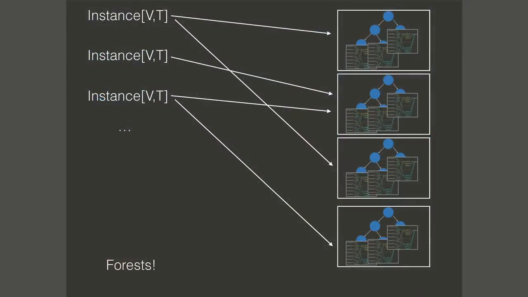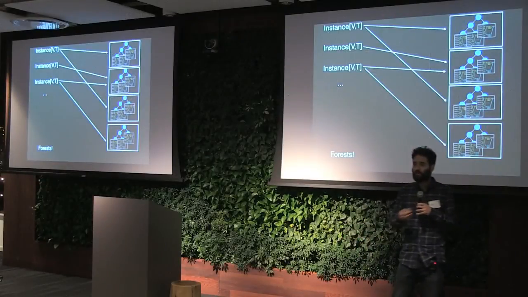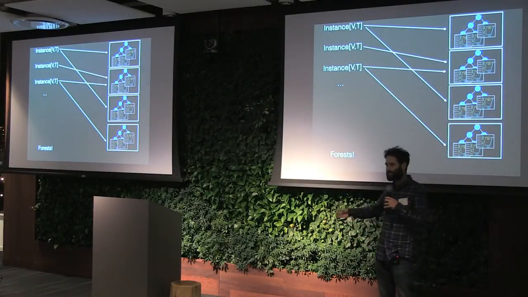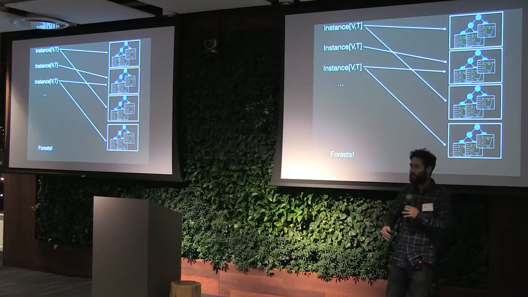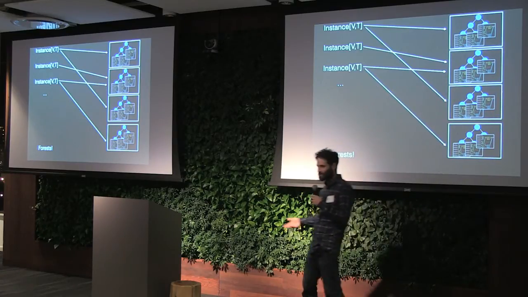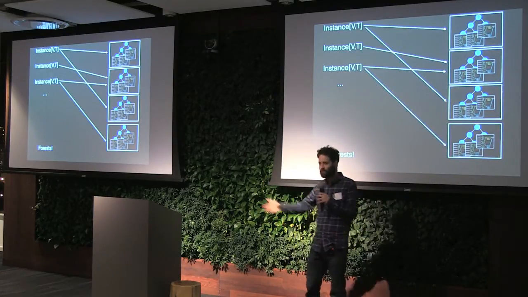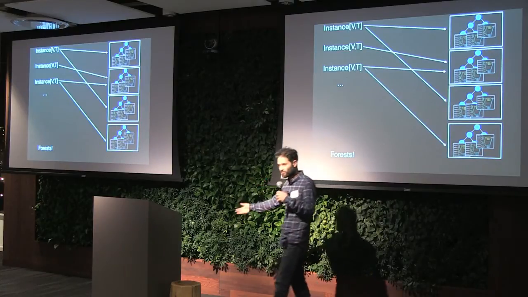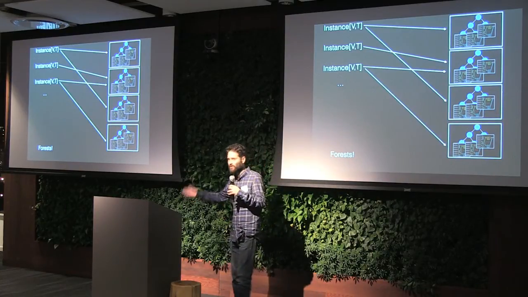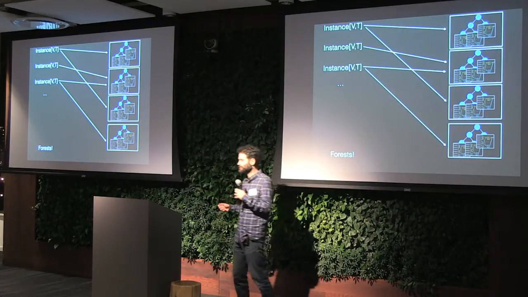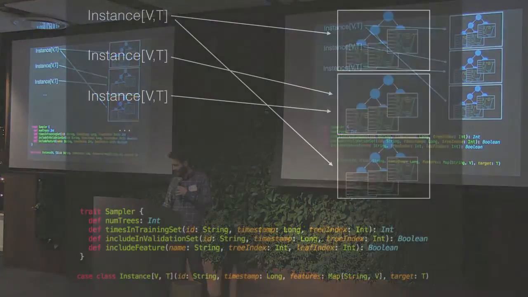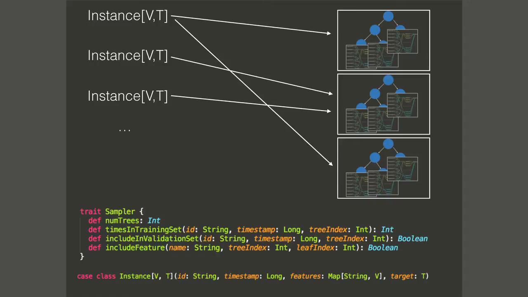But actually, you're not usually building just one tree, right? So usually you're doing some kind of ensemble method, like a random forest, where you're building a very large number of trees. And so you have another step of parallelism where all of this is happening for every feature, for every leaf, for every tree. And so you get a huge number of these things all being summed up. And so how does that work? So you have this other trait that comes in, which is a sampler.